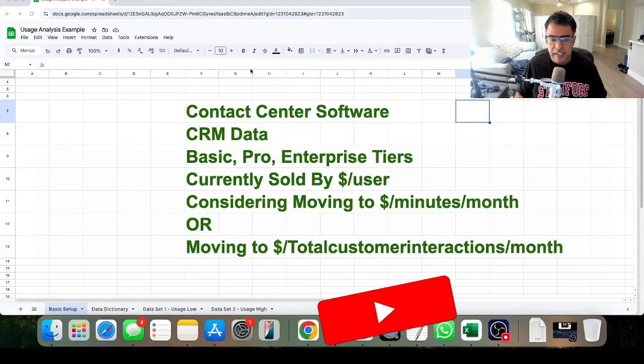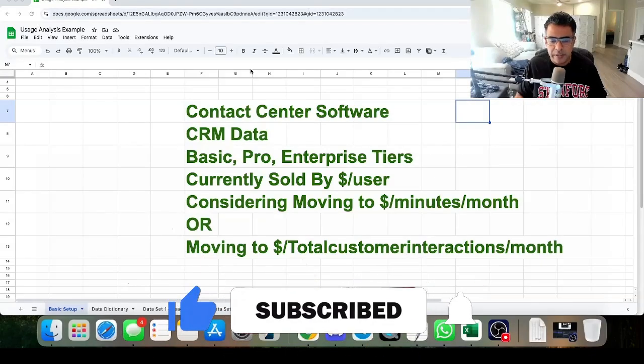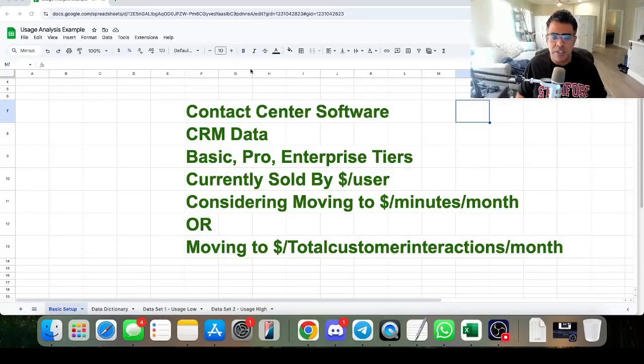So we're going to take the example of a hypothetical contact center software. We are going to use CRM data that also has some usage data. This hypothetical company has 3 tiers: basic, pro and enterprise, and it is currently selling on a dollar per user basis, and it's now considering moving to dollars per minute per month. So how many times you picked up the phone and actually called an end customer, that is a type of usage based pricing, or moving to a total number of customer interactions per month, that is also a type of usage based pricing based on how many customers you spoke with. Now let's see if one is better than the other, right?